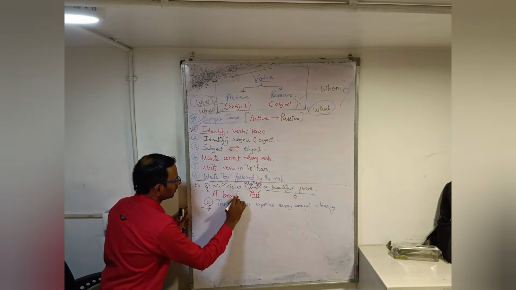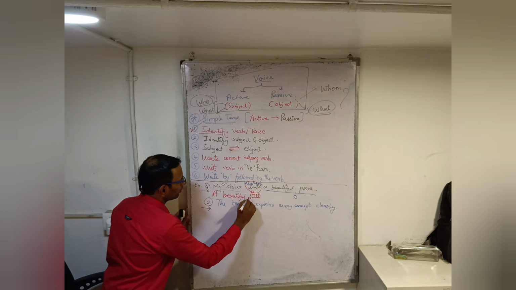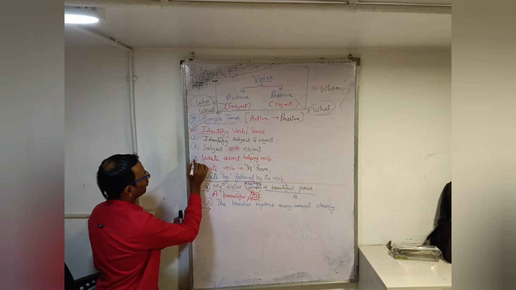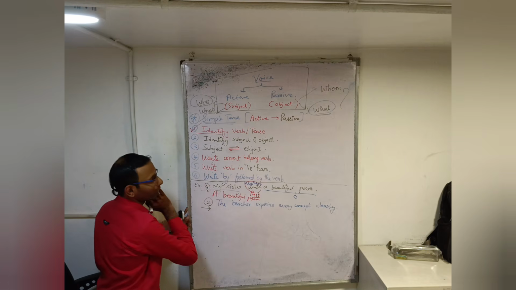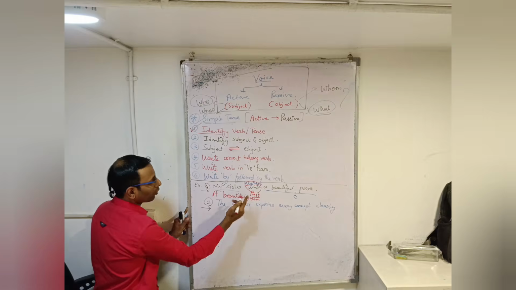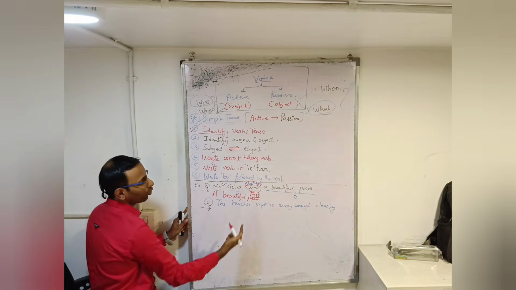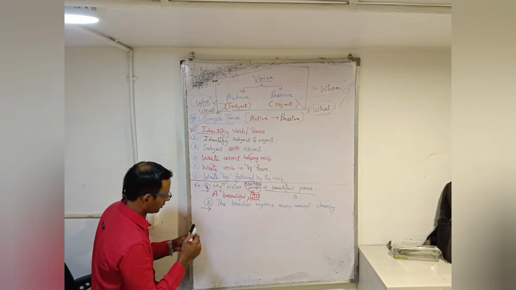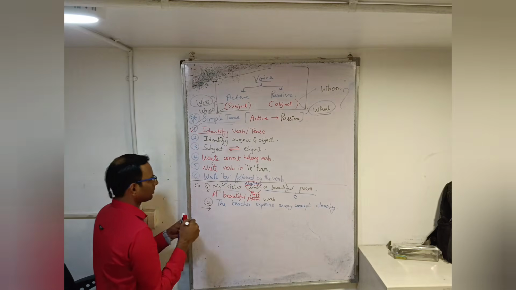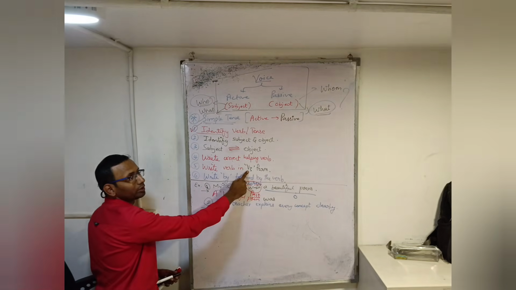A beautiful poem. Now, fourth step, write correct helping verb. Now we have two helping verbs, was and were, because the question is in past tense, right? So for one poem, the helping verb will be was. A beautiful poem was, and then step number 5, write verb in V3 form.